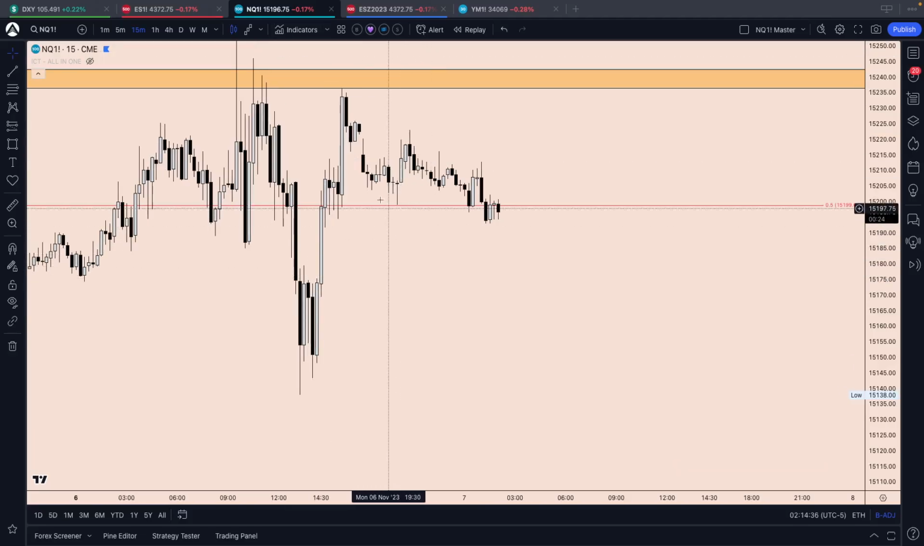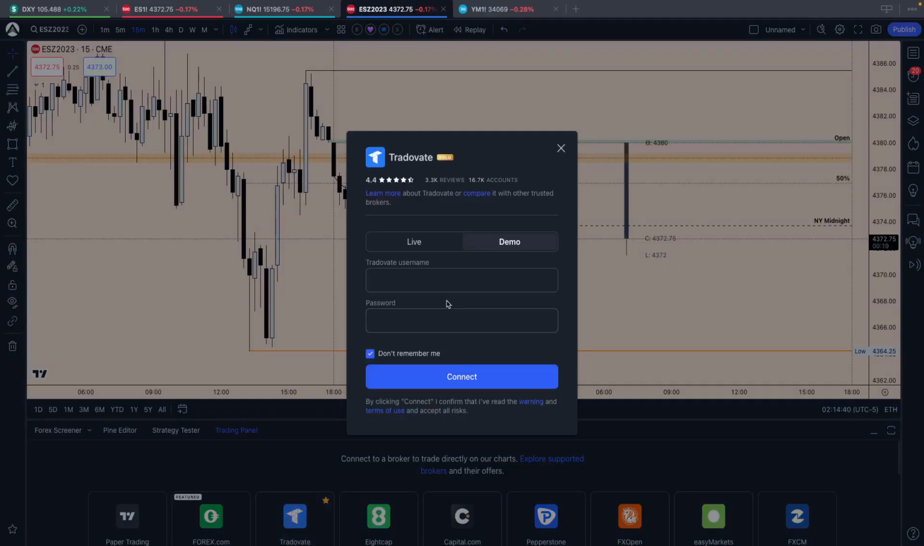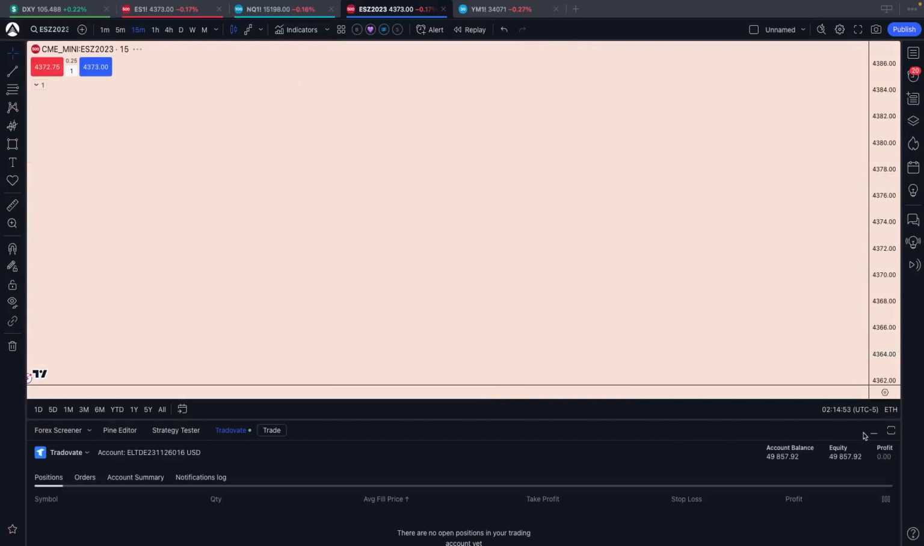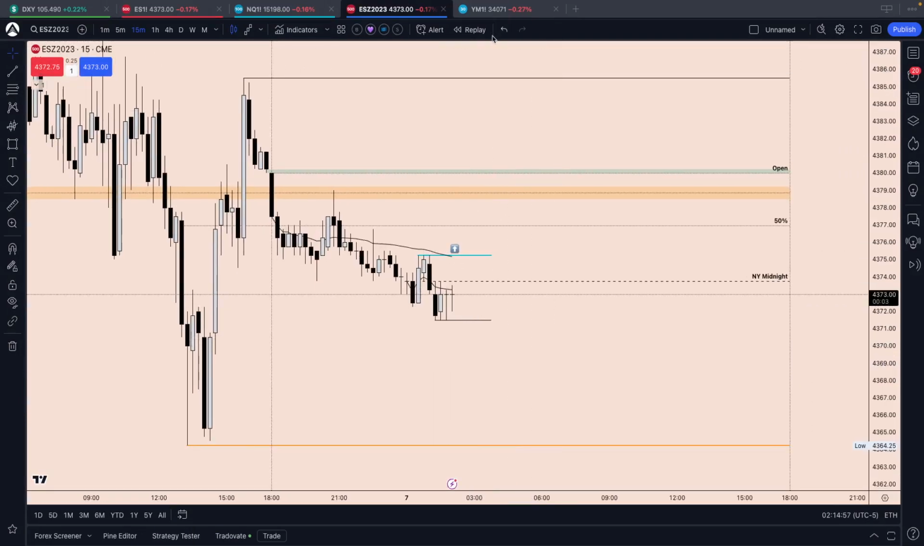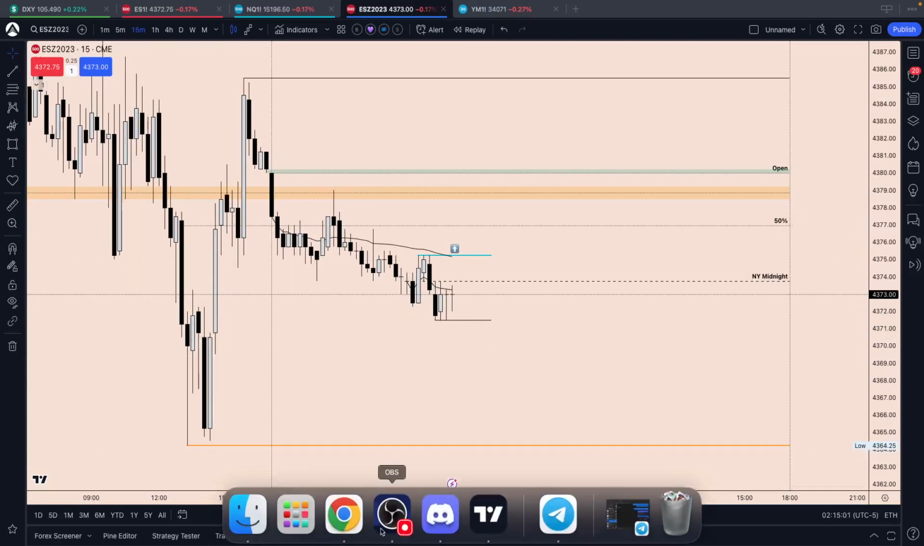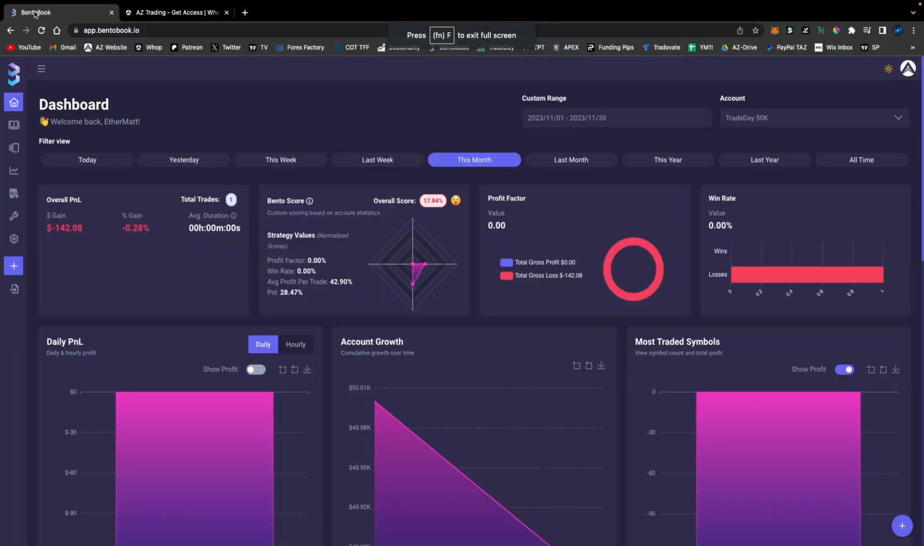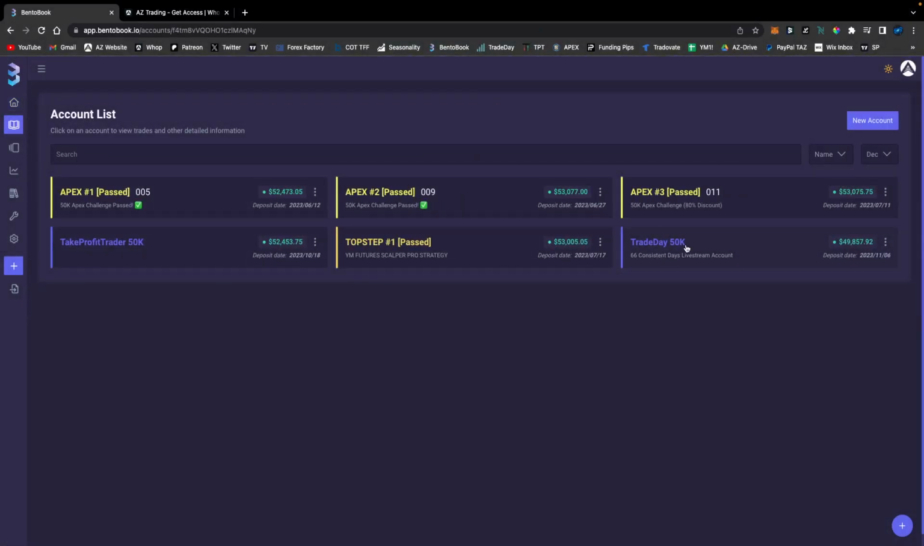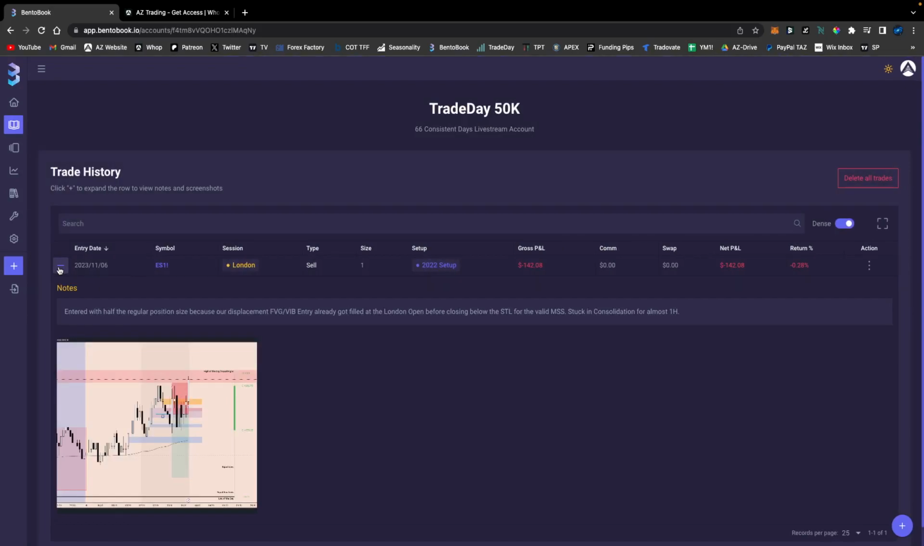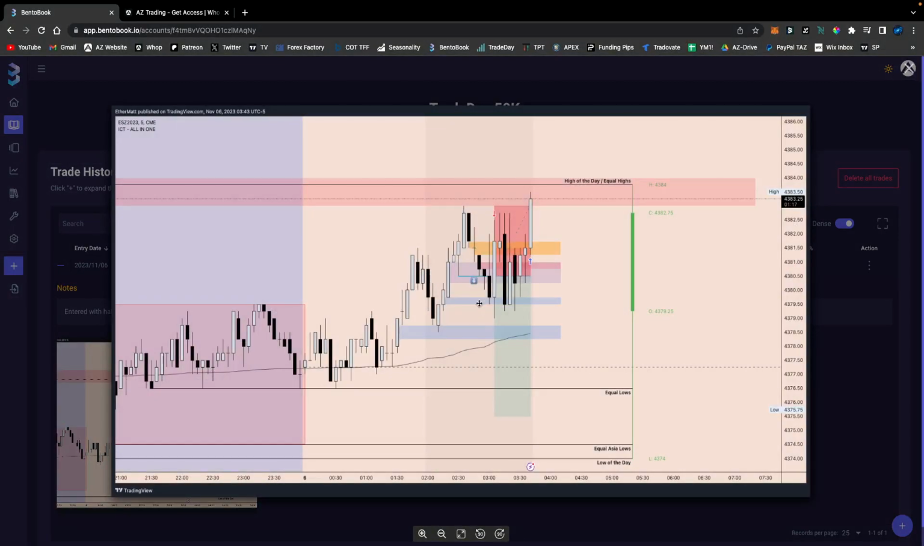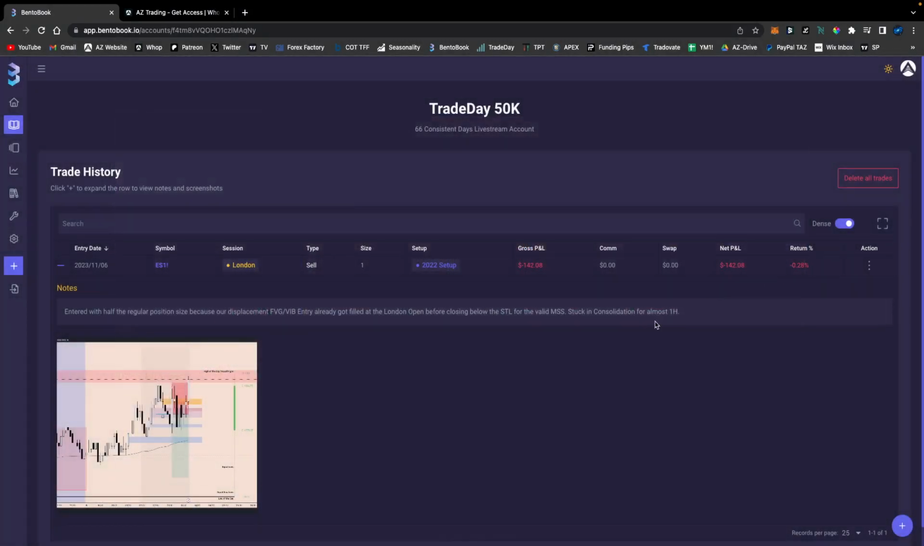NQ, NQ, NQ. It's from yesterday, London. If you haven't been watching the stream back then, we took this short based on the market structure shift, also at the high of the day. Well, theoretically not the high of the day, because we haven't taken that yet at this point in time, but even afterwards price was just choppy, which led to that little loss right here.